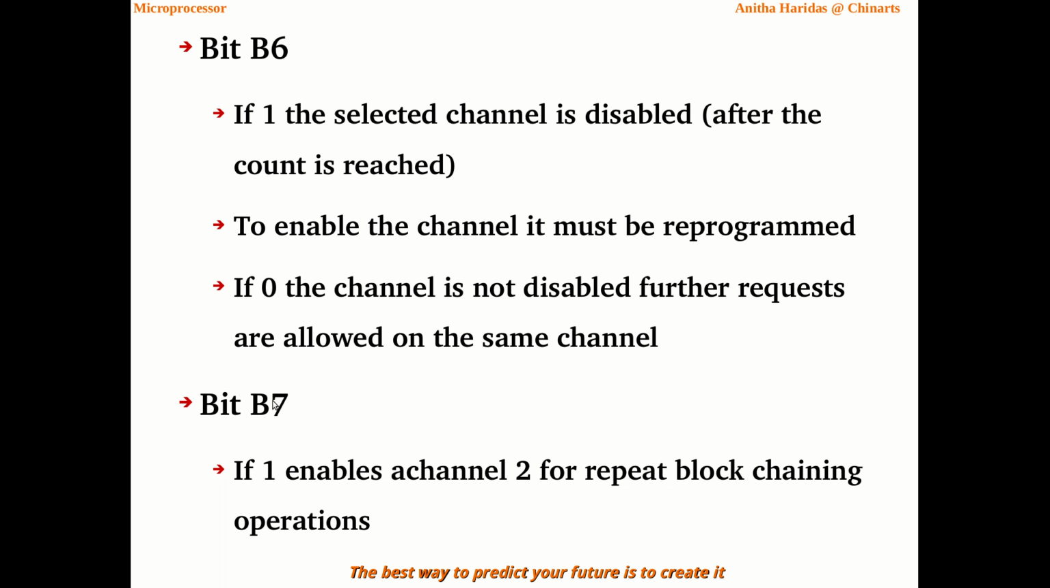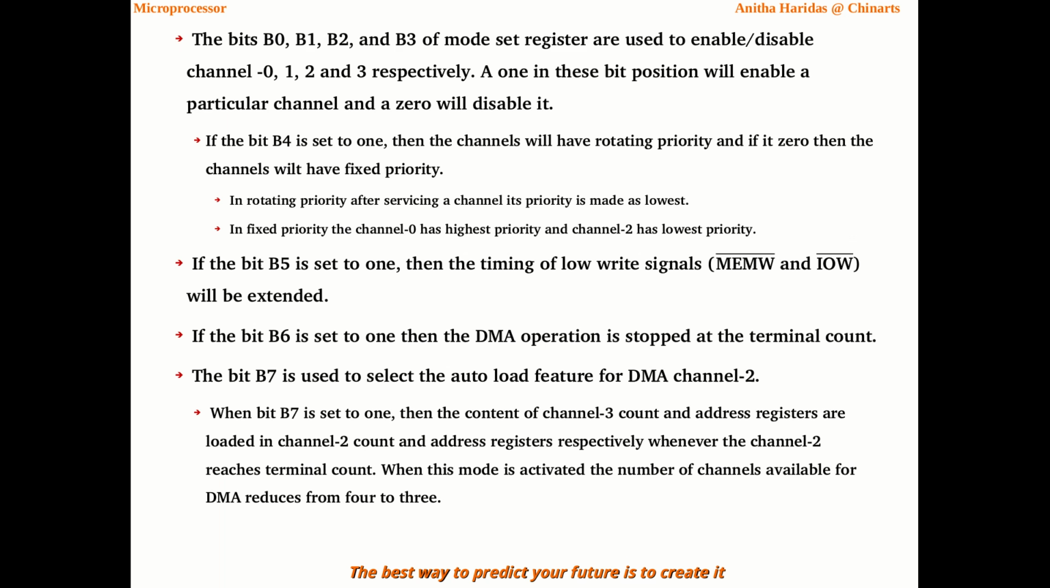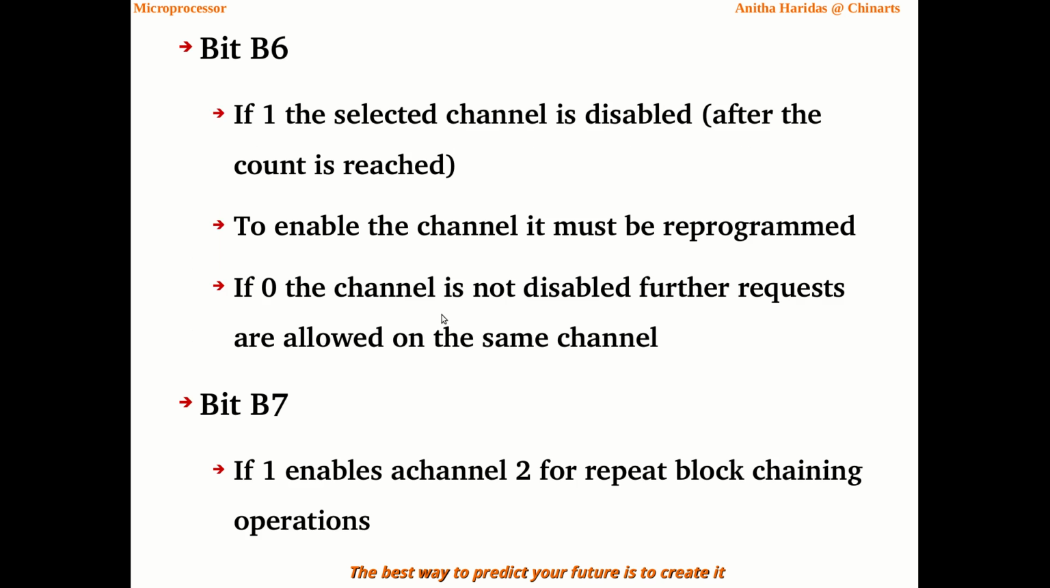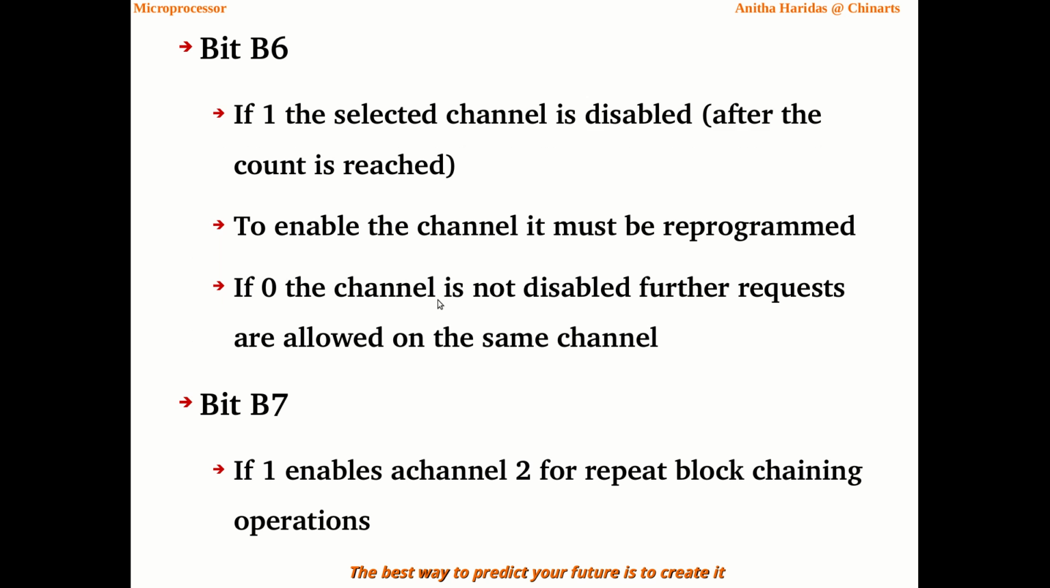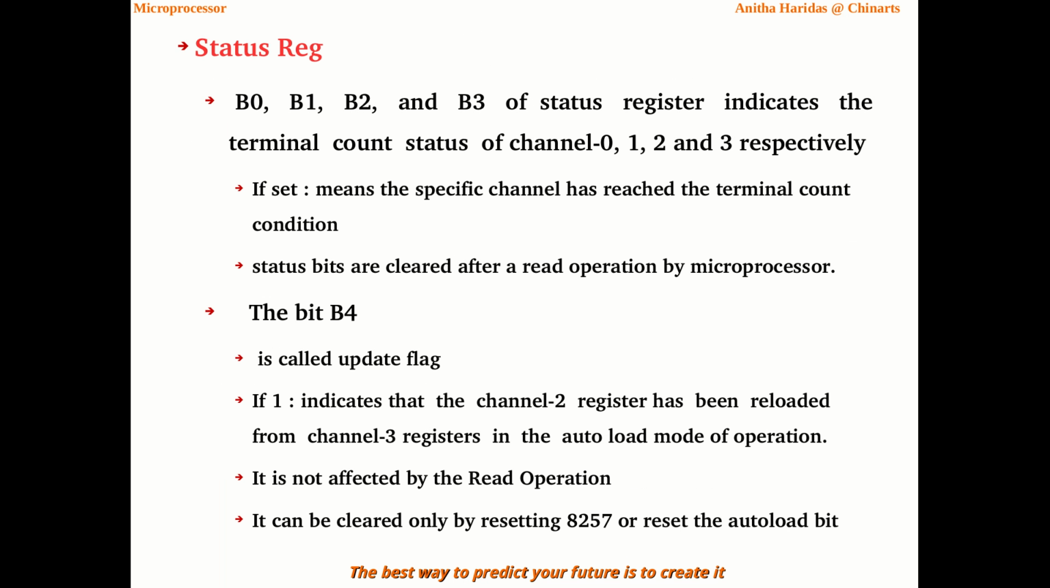And bit 7 enables channel 2 for repeating the block chaining operation. That is what you call auto reload. It will enable channel 2 to repeat the block chaining operation. So these are the different bits that are available, and the same content is given as notes here. So 8 different bits are used in the mode set register.